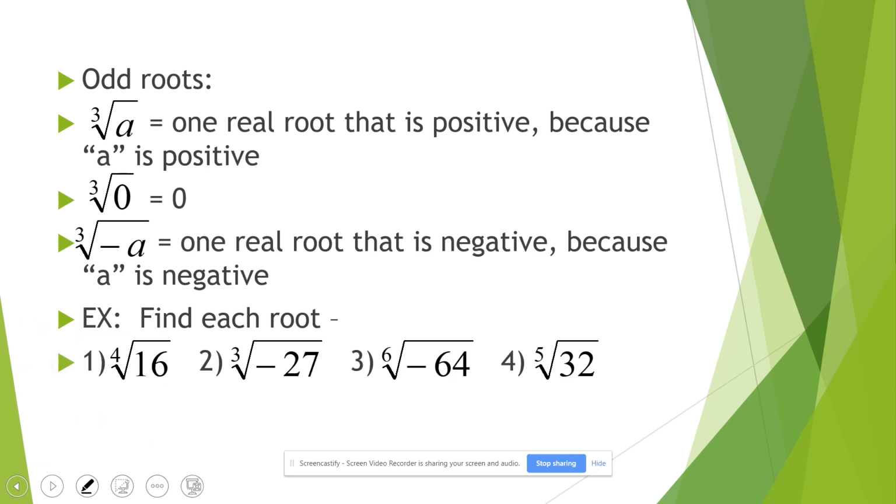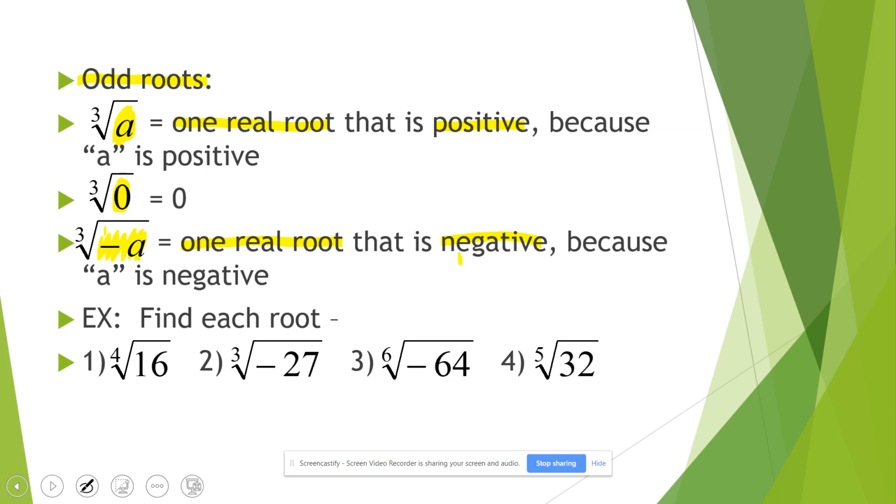If you have an odd root and your value underneath the root is positive, then you have one answer that is positive. If you have a 0 underneath an odd root, the answer is still 0. And if your value underneath the odd root is negative, then it has one real root that is negative. We don't use i in this case.